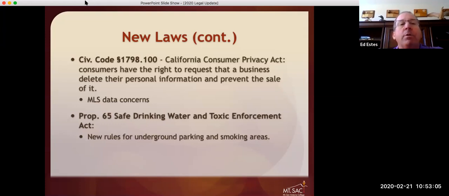So Civil Code 1798.100, the California Consumer Privacy Act. As of January 1st, Citibank, Wells Fargo, Ralph's, Albertsons, all those people that collect your information because you want to get cheaper Twinkies, or you want to get a special something from your credit card company or whatever. Anyway, now under California law, they must allow you to opt out if you want to opt out, and you have the right to do so.